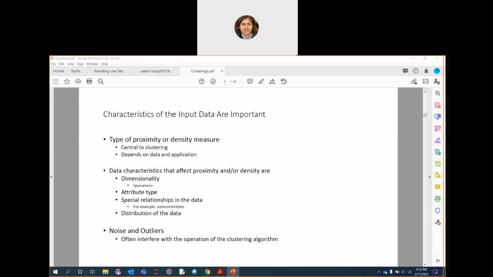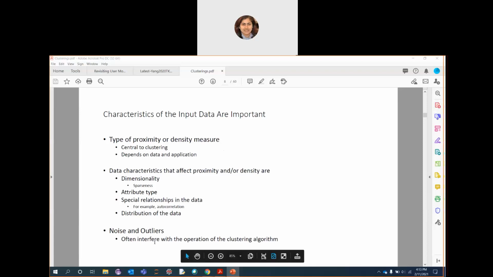So proximity measures are always central to clustering, and it depends on the data mostly. Various data characteristics mostly affect the proximity and density: dimensionality, how the data is actually distributed, what the data attribute types are, what the relationships between the data are, and what the noise or outliers are.